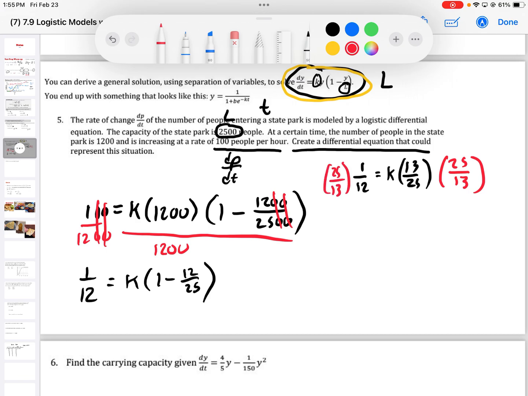156. So you multiply by 25. When it says 1/12 equals K times 1 minus 12 over 25, multiply by 25. I multiply by the reciprocal. Oh, wait, no. So you get 25 over 25 minus. Yeah. 25 over, yeah. Very good. That's 25 over 1. What is that? 156. Which is going to be.